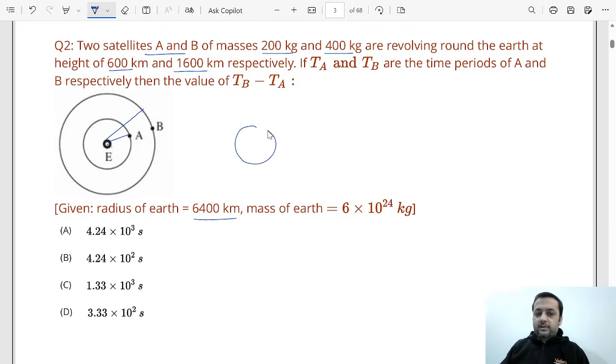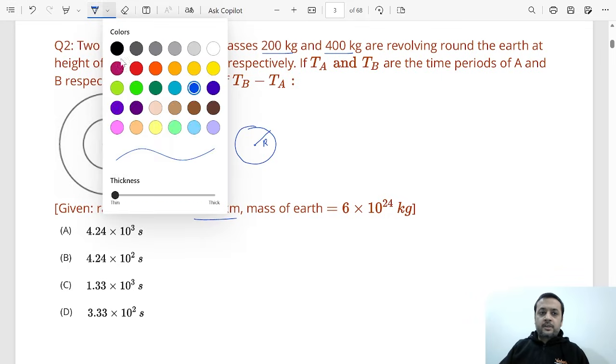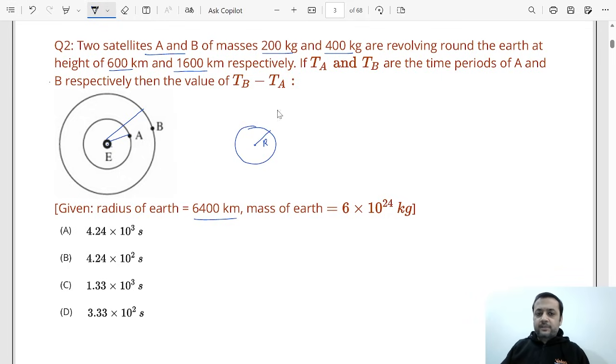So if I draw a better figure, let us say this is the Earth. This is the radius of the Earth, which is 6400 kilometers. Now if I talk about satellite A, this is the satellite A, and this height from the surface of the Earth is 600. So the radius of the orbit, CA, will be 6400 plus 600, that means 7000 kilometers. If you convert this into meters, it becomes 7 into 10 to the power 6 meters.